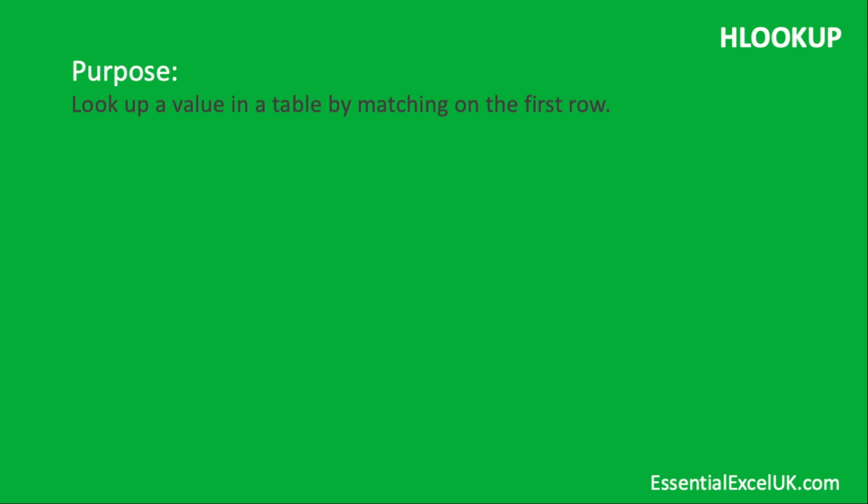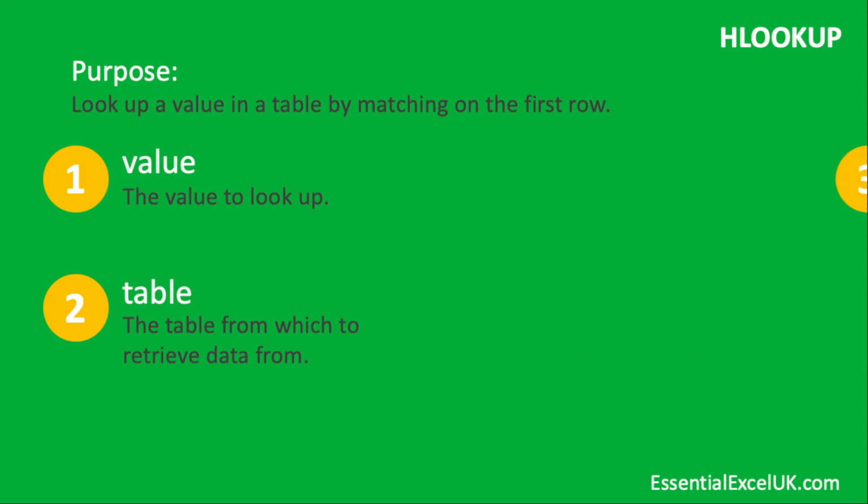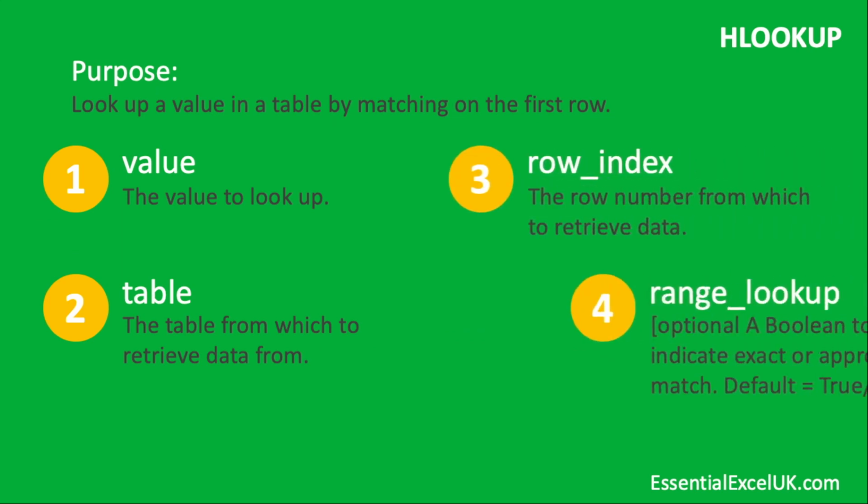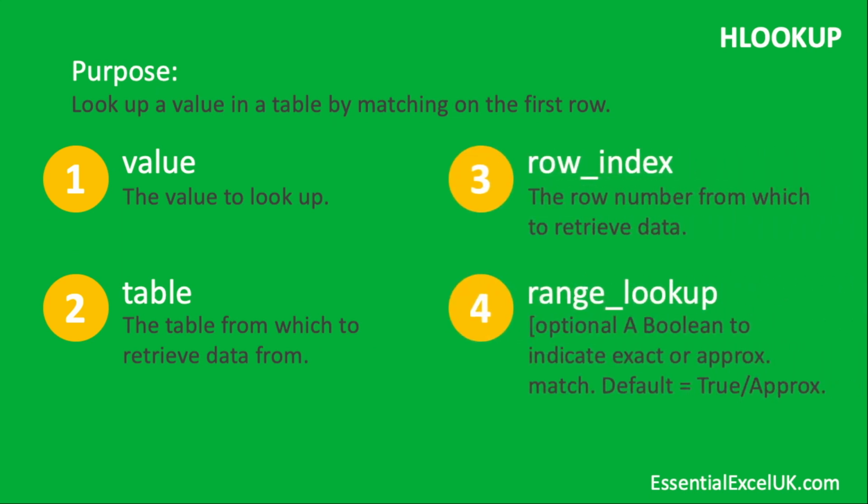So there are four parts to the HLOOKUP function. The first one is value, second is table, third is row index, and lastly we have range lookup. So value is the value to look up. Table is the table from which to retrieve data. Row index is the row number from which to retrieve data, so a row from within the table, from where you want to retrieve data.